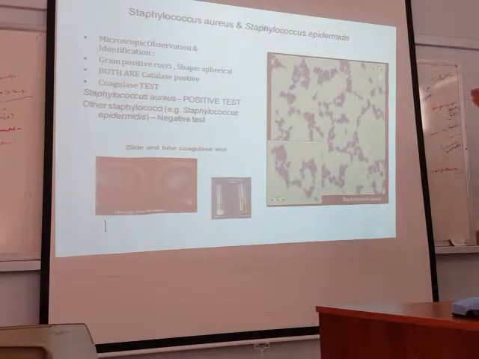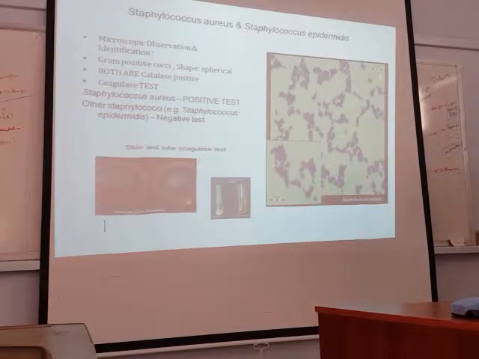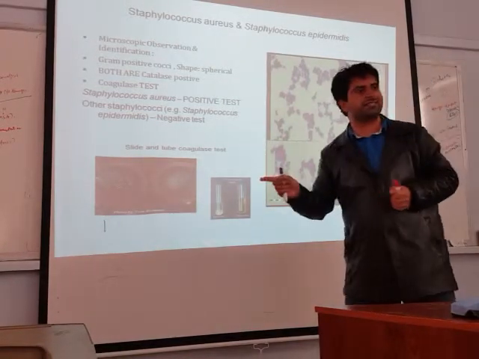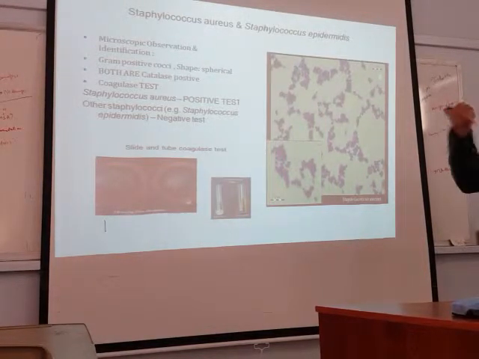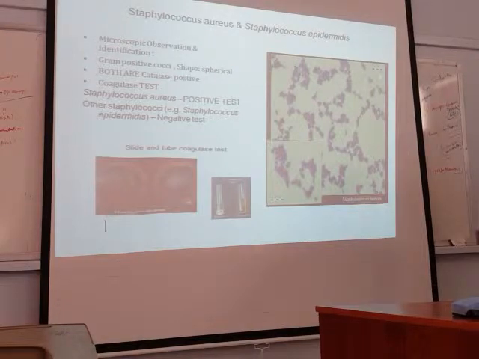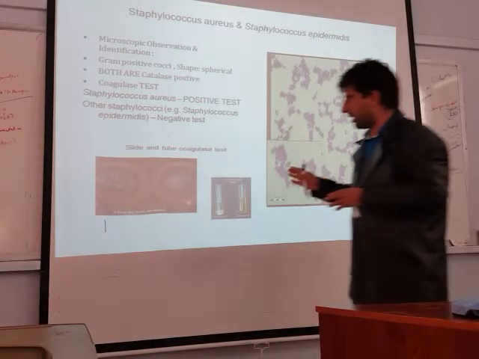And here we see the microscopic observation is the same, cocci shape, spherical. The catalase enzyme is the same for both microorganisms, but as far as the coagulase test is concerned, it is present in Staphylococcus aureus and not in the other Staph. Always remember, catalase positive, coagulase positive is only Staphylococcus aureus, the only microbe in this class. Staphylococcus aureus has both the catalase enzyme and the coagulase enzyme. Fine. Up to here it is clear.